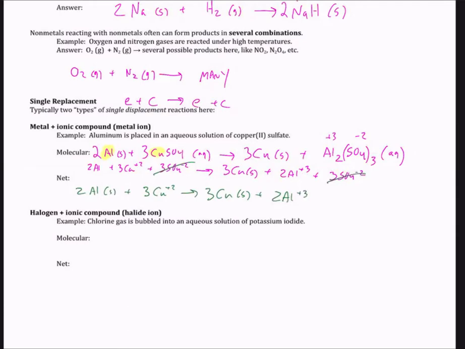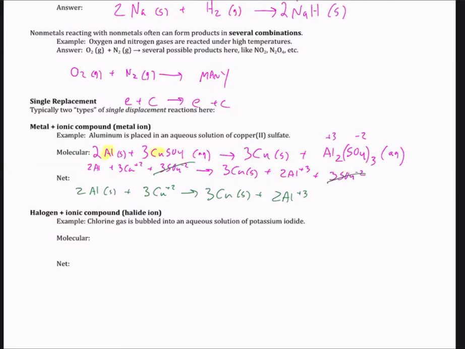This is a single replacement. One element goes in, one element comes out. And the other, there's a third ion, which is typically a spectator. If this is in solution, the third ion is going to be a spectator. All right. There's another way that this can happen. And the difference is, what if your element is a nonmetal? Well, if your element is a nonmetal, then the nonmetal goes in and the nonmetal comes out.